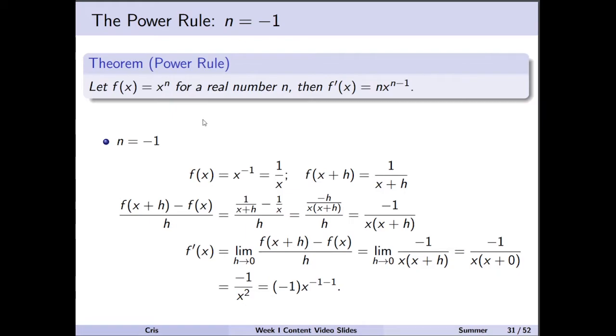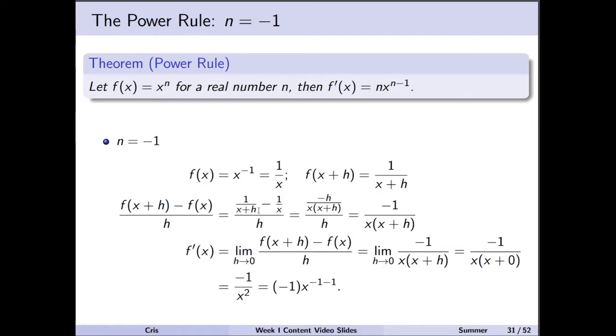Let's compute the derivative by taking the limit of an average rate of change. If f of x is 1 over x, f of x plus h is 1 over x plus h. We just replace x by x plus h. And then the difference quotient here, f of x plus h minus f of x over h, is given by 1 over x plus h minus 1 over x over h. We subtract this difference of fractions in the numerator by getting a common denominator.